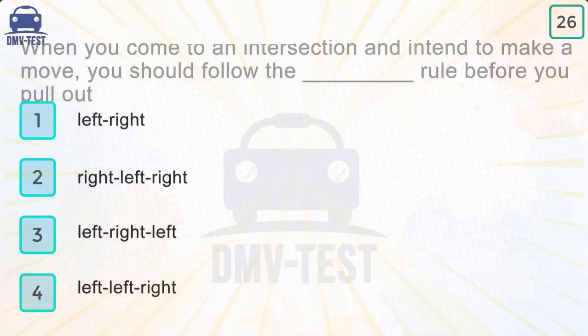When you come to an intersection and intend to make a move, you should follow the rule before you pull out. Left, right. Right, left, right. Left, right, left. Left, left, right.